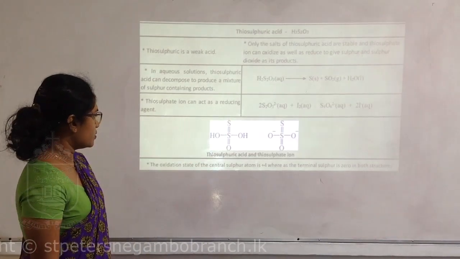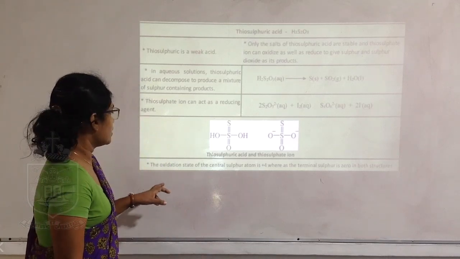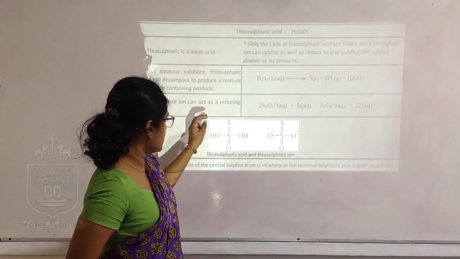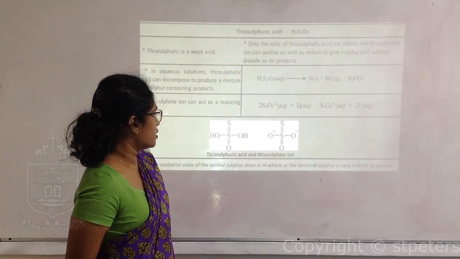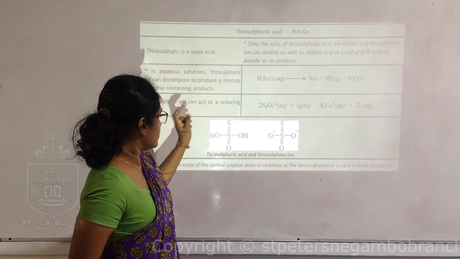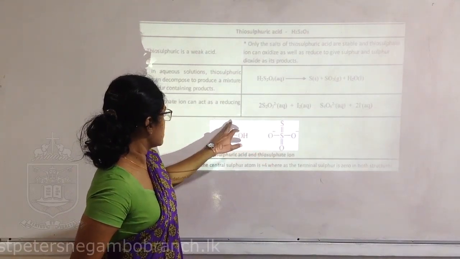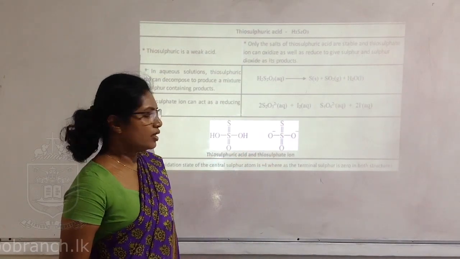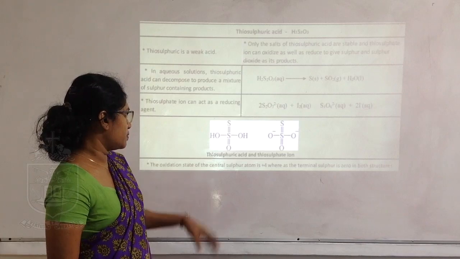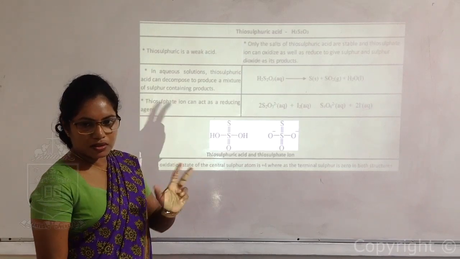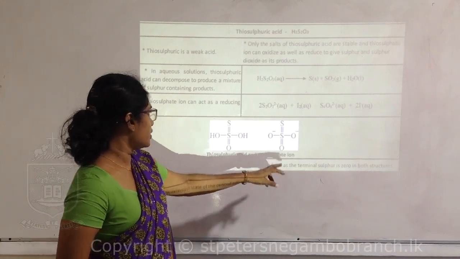If we take these structures and consider the oxidation states, the oxidation state of the central sulfur atom is +4 and the terminal sulfur has 0 oxidation state. So you have to remember the different oxidation states in thiosulfuric acid.